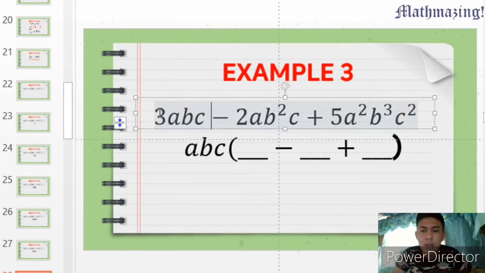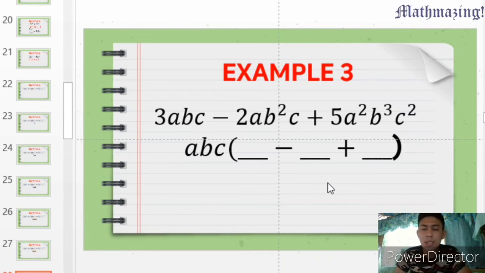So we have 3abc, we have 2ab squared c, ayan, and we have 5a squared b cubed c squared. Okay, so ang next natin gagawin is we have to divide each term sa ating GCF para makuha natin yung value ng ating blanks. So as you observe, minus yung nilagay ko dito kasi minus yung nakalagay dito. Plus yung nilagay ko dito kasi plus yung nakalagay dito.